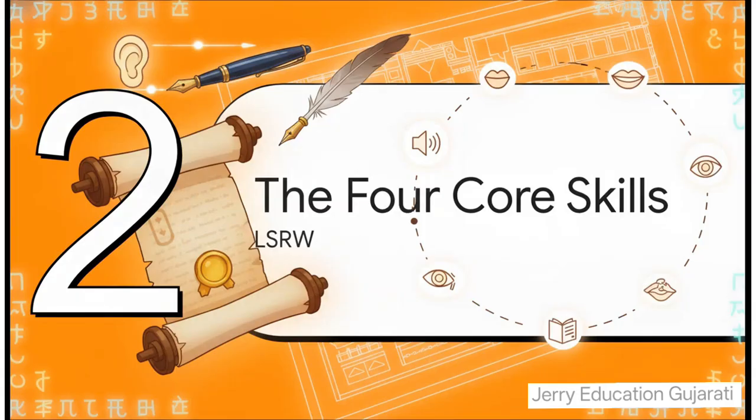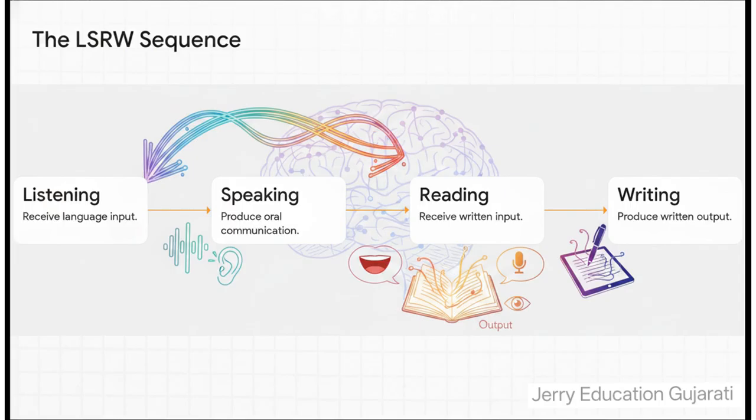Moving right along to Section 2, the 4 core skills. Now that we know what we're building, let's look at the actual tools we need. Listen, if you memorize absolutely nothing else today, memorize this sequence for your TET2 exam. The acronym is LSRW. That's listening, speaking, reading, writing. There is a beautiful, almost biological logic to how this sequence naturally flows. Think about it. A child has to first receive language by listening to it before they can possibly produce it by speaking. That's your oral communication.